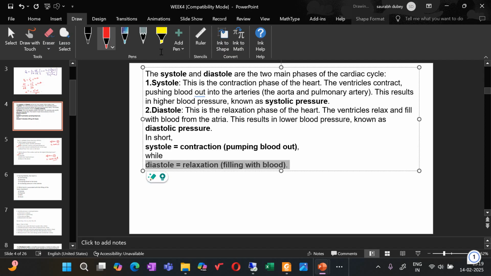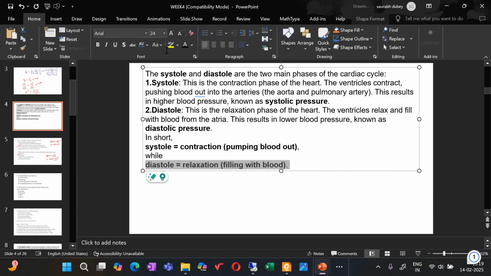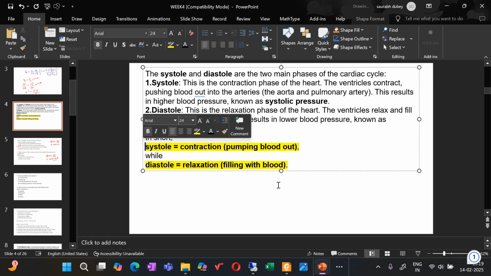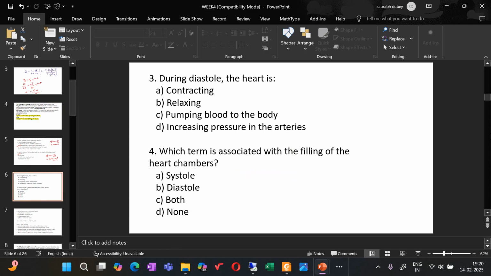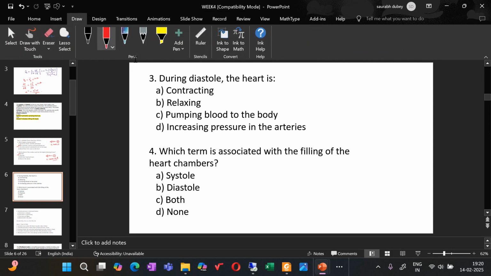So I will just put it. If I can color it, right, this one is for the diastole and this is for the systole, so you would not forget it. So the answer to this will be relaxing. Option B is correct. For now we are solving some theoretical problems. Soon we will be going for numerical problems also. So option B is the correct one, right?